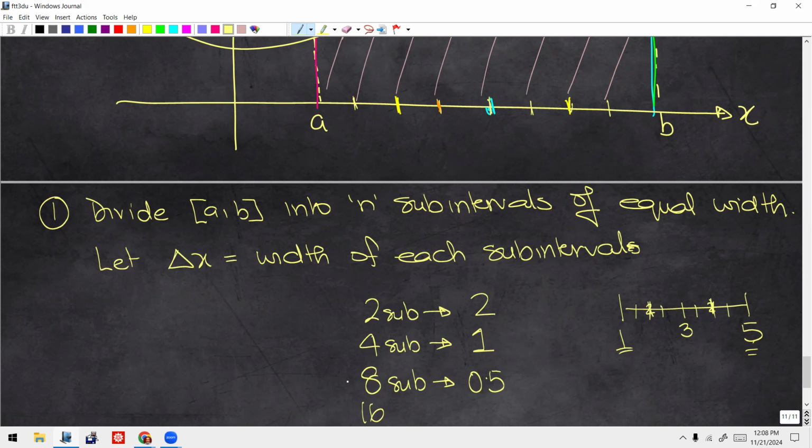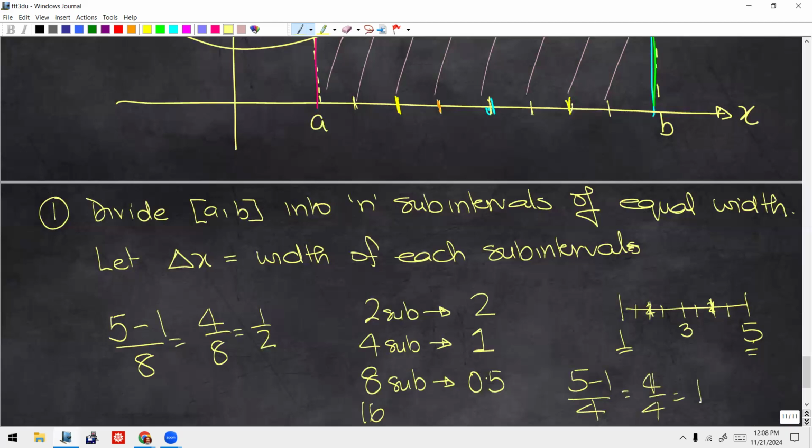For example, if I want 8, could I do this? I could take 5 minus 1 over 8, which gives me 4 over 8. You guys see that? Okay. If I wanted 4, I could have done 5 minus 1 over 4, which would give me 4 over 4. So what are we doing? We're taking this point, subtracting this one, and dividing by however many we want. If you want 8, I divide by 8. If I wanted 3, I could have also divided by 3. Doesn't matter. Is that okay?